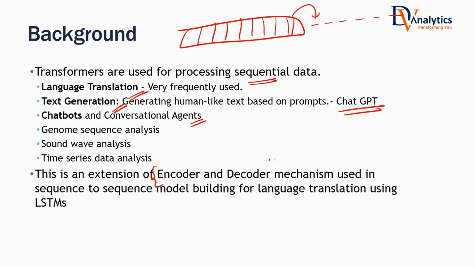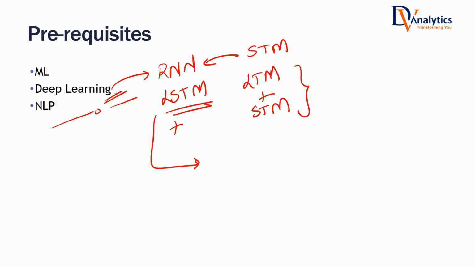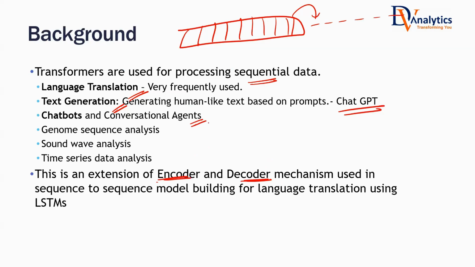So we will use that encoder-decoder mechanism. I'm going to explain once again what exactly the encoder-decoder mechanism is, but it was clearly explained in RNN and LSTM in our course. So we will use the encoder-decoder mechanism and then we will get rid of this LSTM.